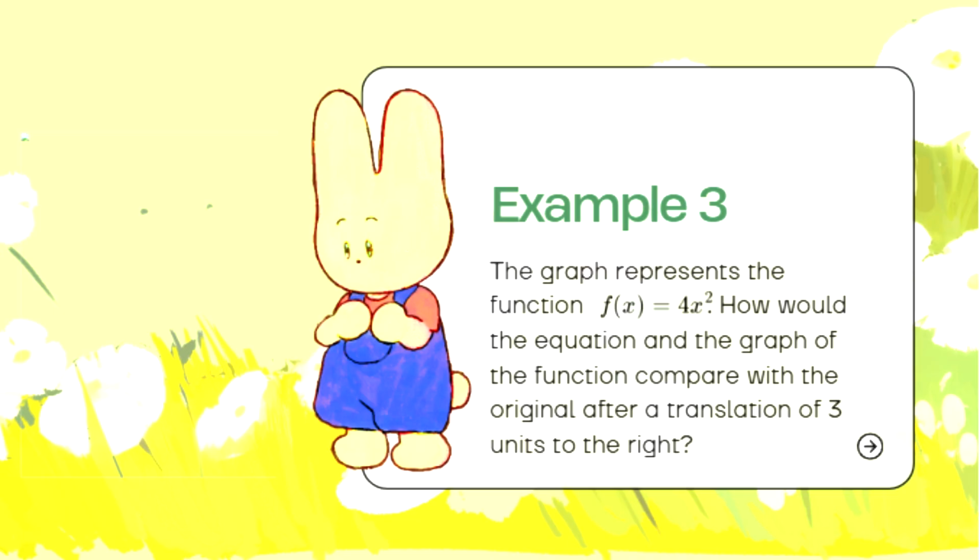Here is example 3, because we have to keep doing this. The graph represents the function f of x is equal to 4x squared. How would the equation and the graph of the function compare with the original after a translation of 3 units to the right? We're moving on to something a little bit different.